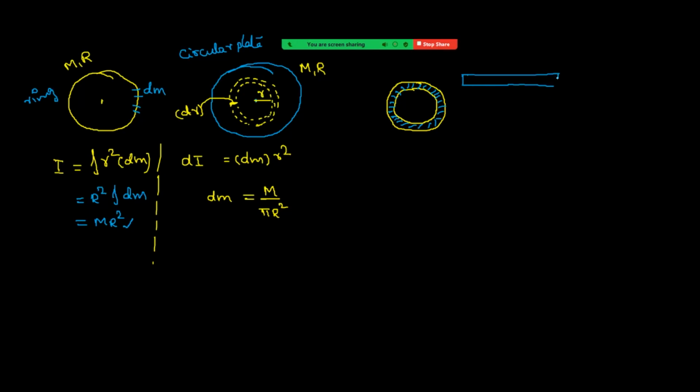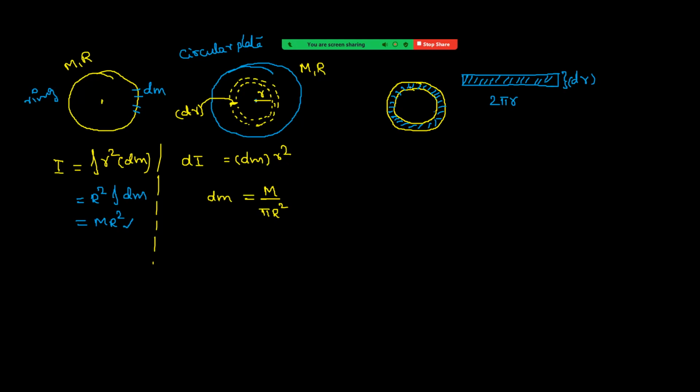If you cut this ring, we are going to get one rectangle. We want the area of this rectangle. Its length is equal to 2 pi r, and its breadth is equal to dr. So I hope you are getting this. We want the mass of this part, not the entire part.